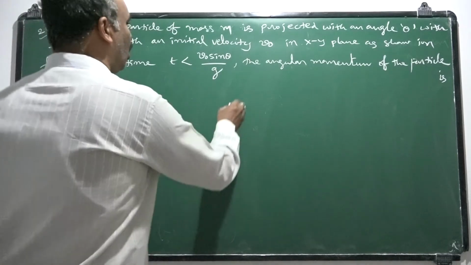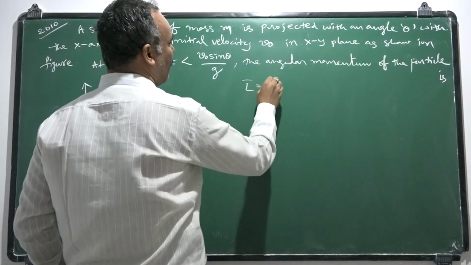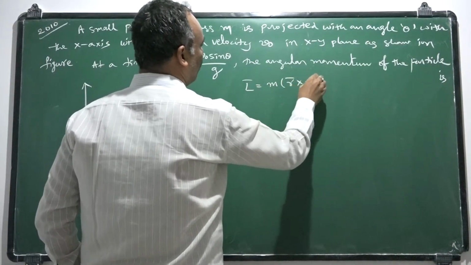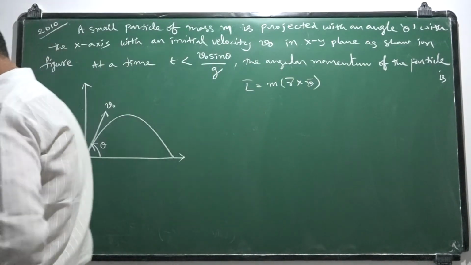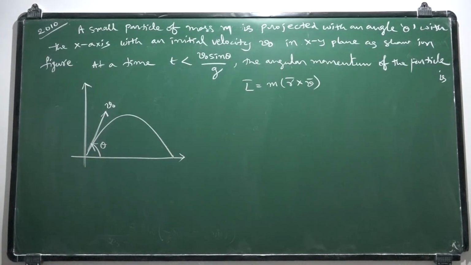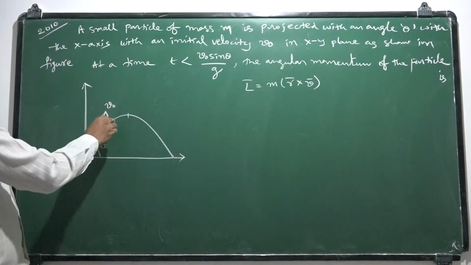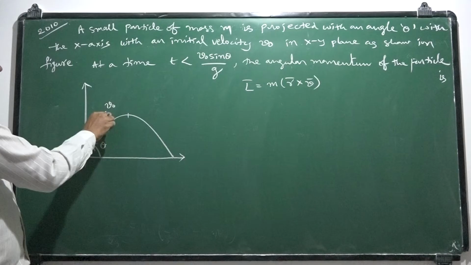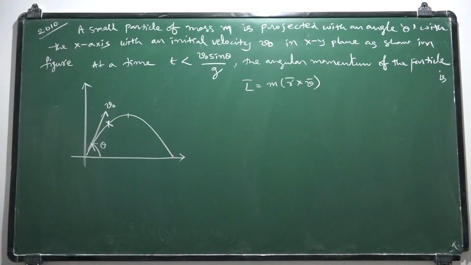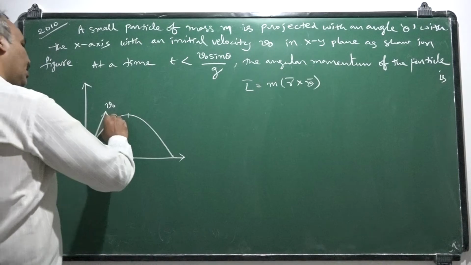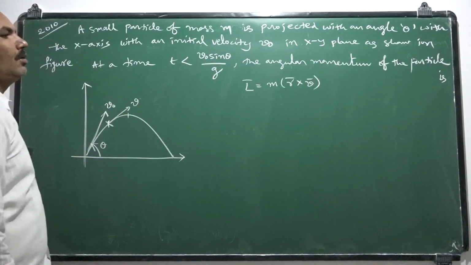So angular momentum L bar is m into r bar cross v bar. So we require the position vector as well as the velocity vector at a particular time t less than v naught sin theta by g. v naught sin theta by g is the time of ascent. So less than that means the particle is somewhere here. At this moment we need the velocity vector, let it be v, and the position vector also.